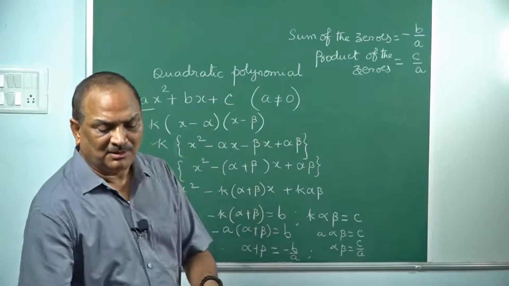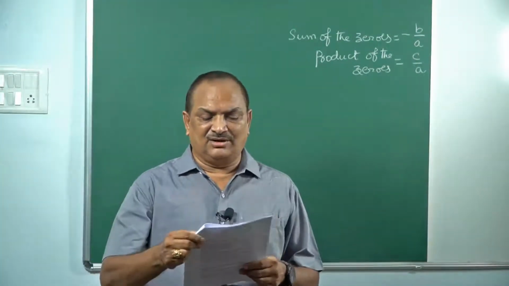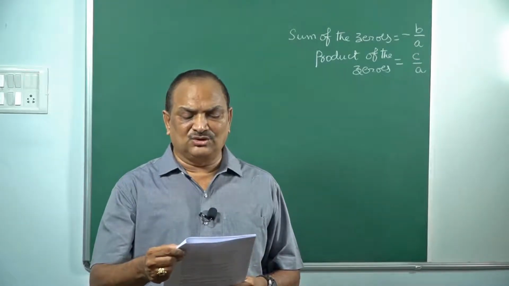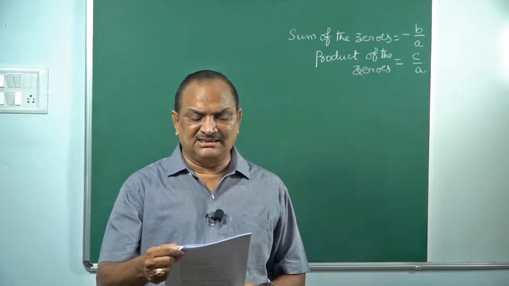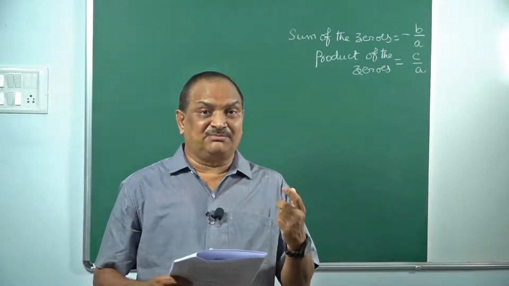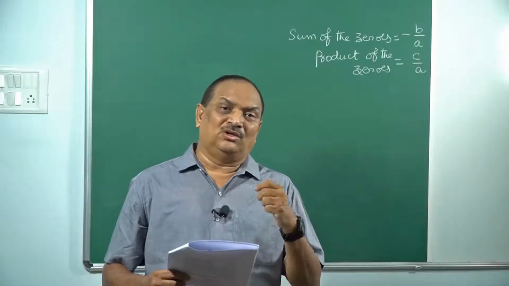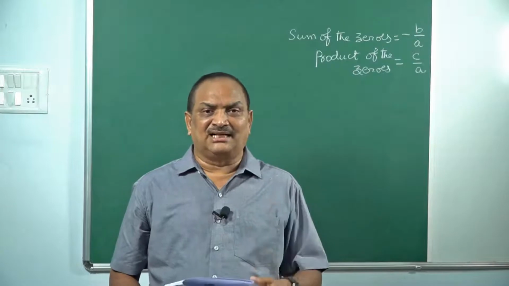Exercise 2.2, just two problems are there, and I do. You are given a quadratic polynomial. Find the zeros of the following quadratic polynomials and verify the relationship between the zeros and the coefficients. Find the zeros, that is what is important actually. And you also find out the sum and product of the zeros, and you just establish a relation between them.